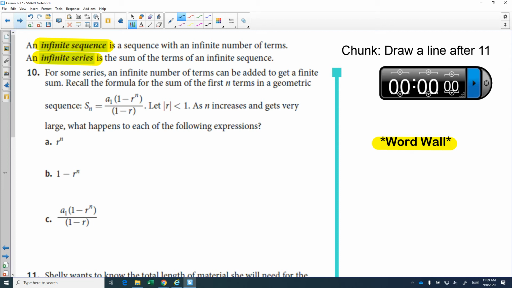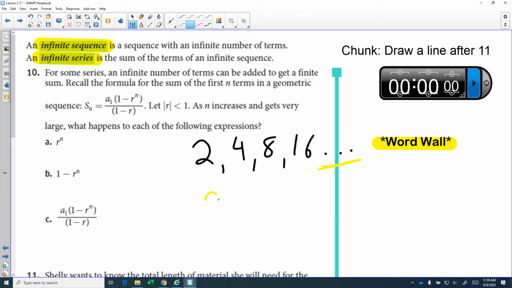A lot of times, if you see something like an infinite sequence, you'll see something like, let me actually do something that's multiplying, 2, 4, 8, 16, ... What these dots represent is that this is going to continue on forever. There's really no ending point. This here is an example of an infinite sequence.